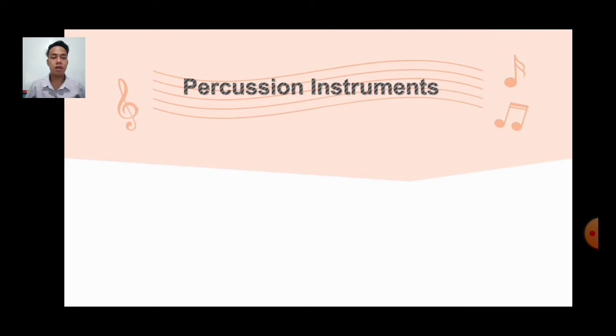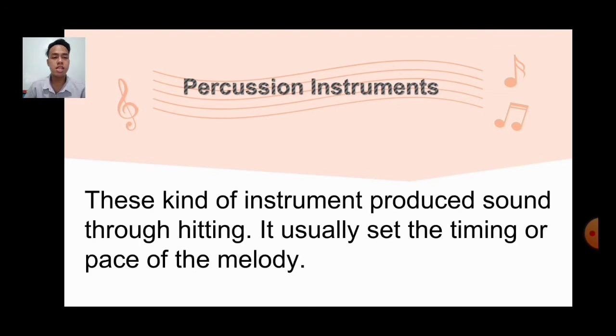The suling is usually played freely, but it is often played at the end of each melodic phrase. Next is what we call the percussion instruments. This kind of instrument produces sound through hitting. It usually sets the timing or pace of the melody. Meaning, for this instrument, you hit the percussion instrument to make it function.